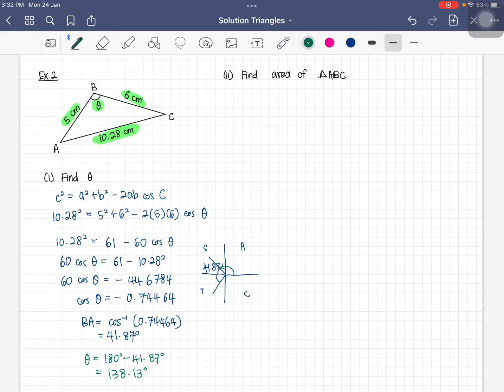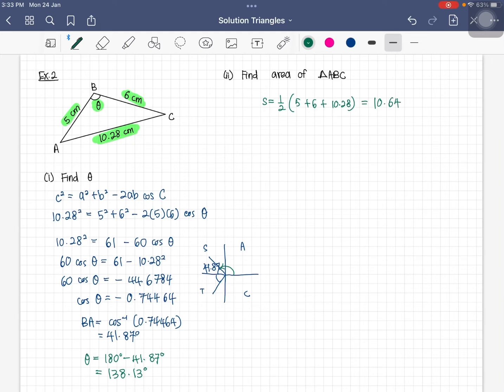Next, we need to find the area of ABC. You can actually find the area of ABC very easily using half ab sine C, but in this case I want to show you an alternative answer. So what I do is to find this using Heron's formula. You have to firstly find the value for s, which is given by half of the summation of 5, 6 and 10.28. When I get this, 5, 6 and 10.28 divided by 2, this one is given by 10.64.